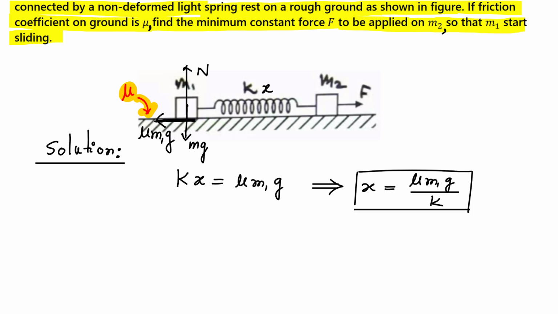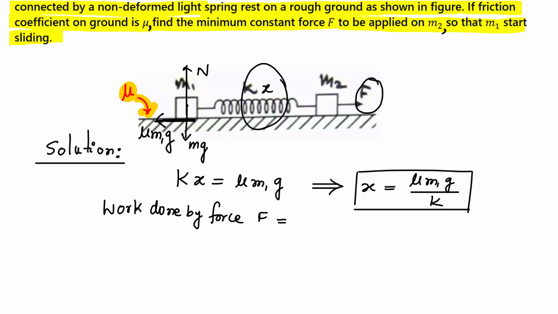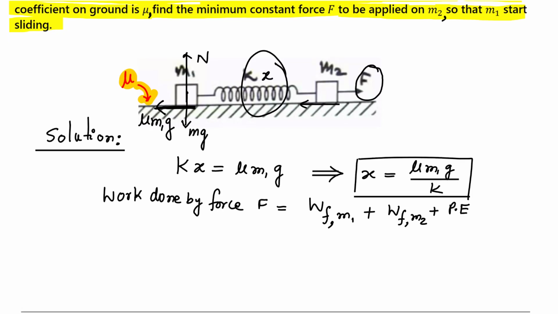So we can write work done by force F is equal to, so whatever the work that has been done by this force, that has either been stored in this potential energy or it has gone to do the work against friction. So this is equal to work done by friction, and this belongs to mass m1 as well as mass m2 both. So work done by friction for mass m1 plus work done by friction for mass m2 plus potential energy in the spring. So let us write these terms.